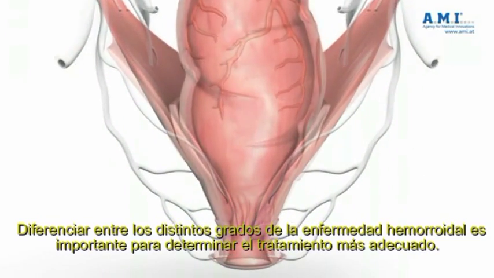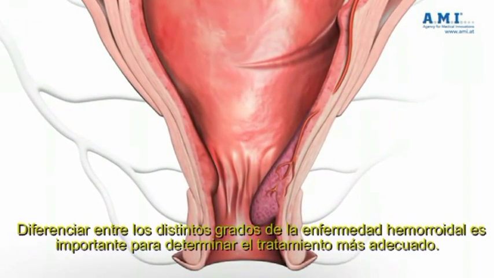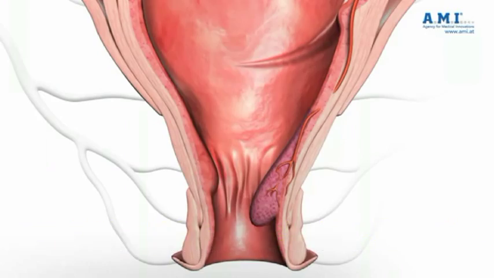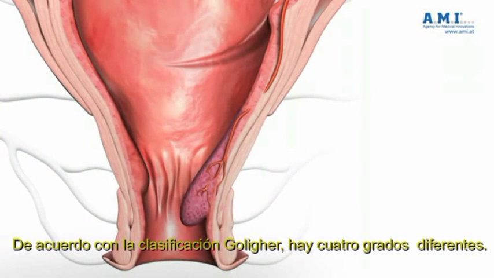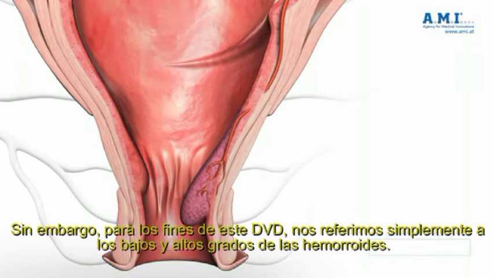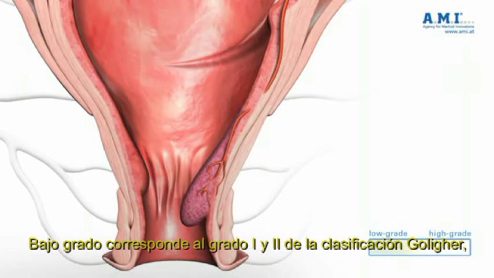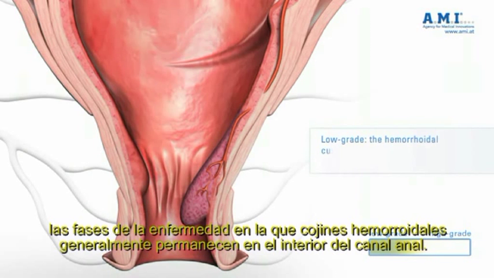Differentiating between the different grades of hemorrhoidal disease is important for determining the most suitable treatment. According to the Gallagher classification, there are 4 different grades. However, for the purposes of this DVD, we simply refer to the low and high grades of hemorrhoids. Low corresponds to grade 1 and grade 2 of the Gallagher classification, those stages of the disease where the hemorrhoidal cushions generally remain inside the anal canal.